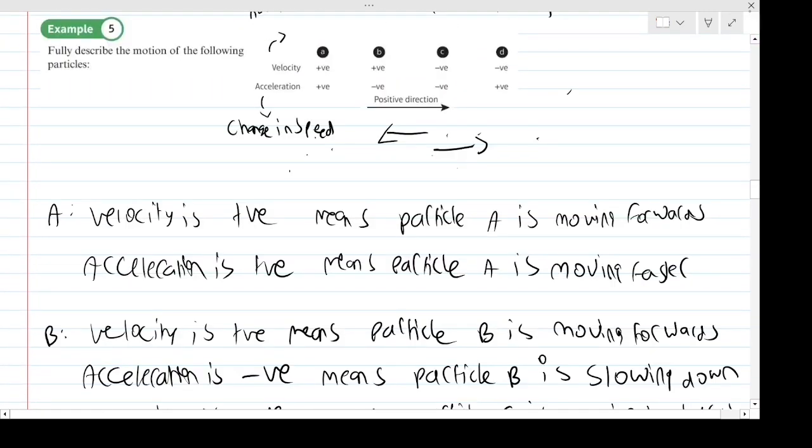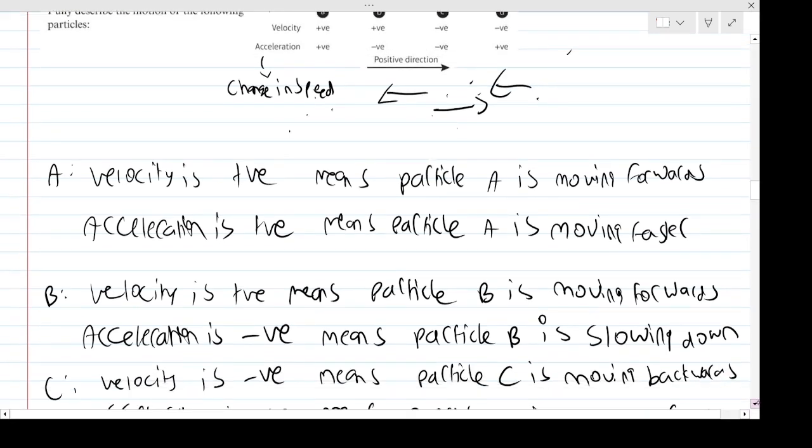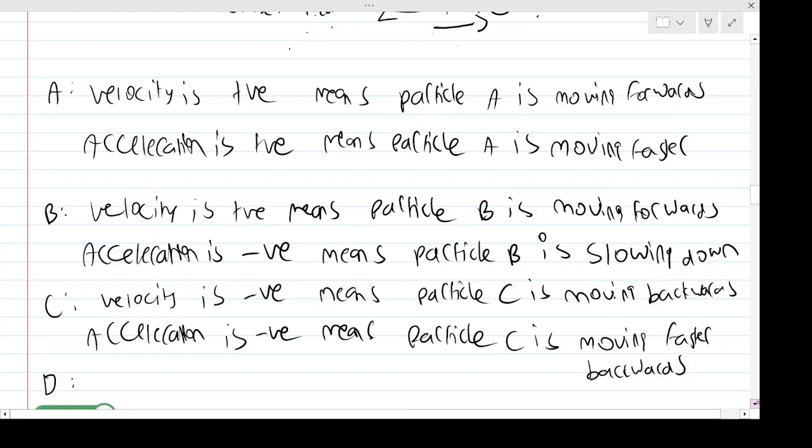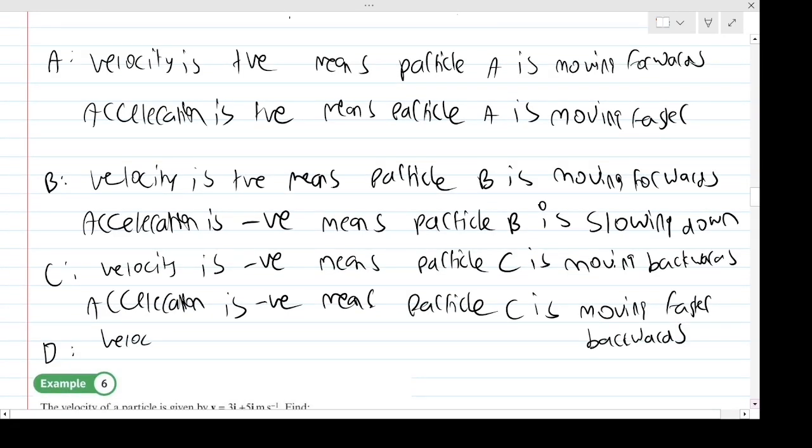Okay, now we have particle D, and the velocity is negative and the acceleration is positive. So, firstly, again, the velocity is negative here, which means again it's going in the opposite direction, so backwards. So velocity negative, which means particle D is moving backwards.